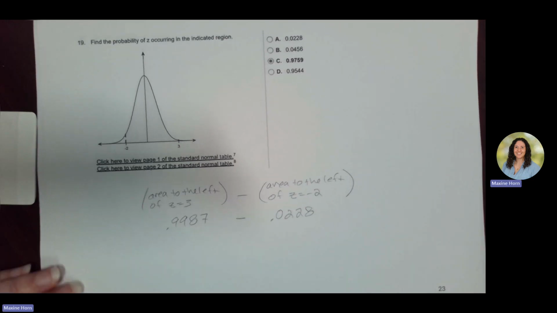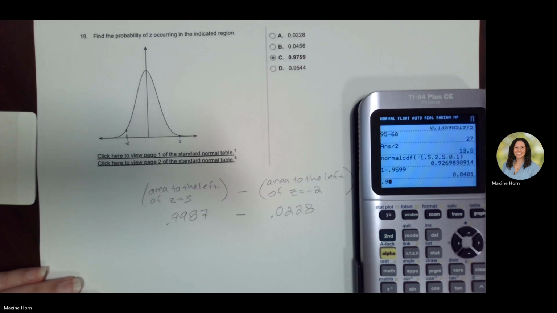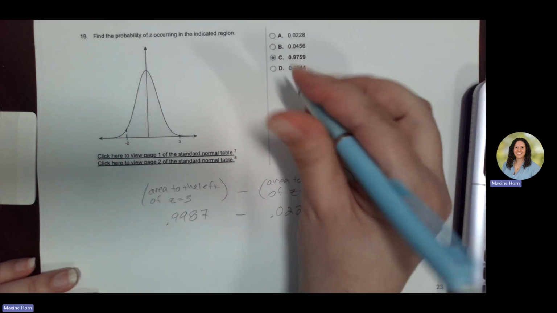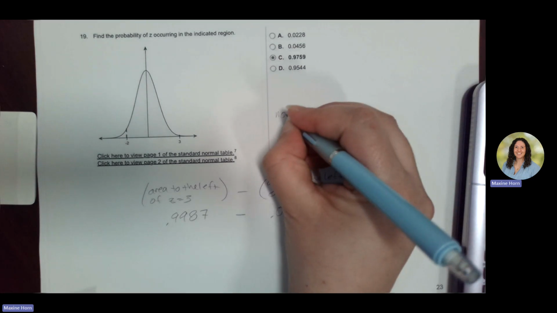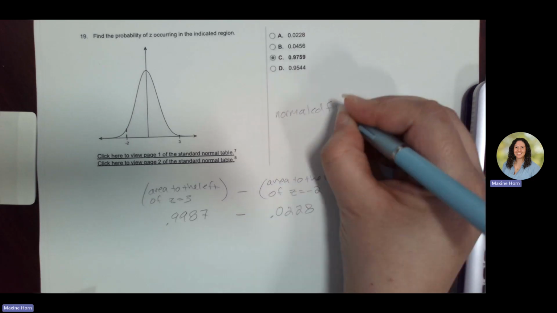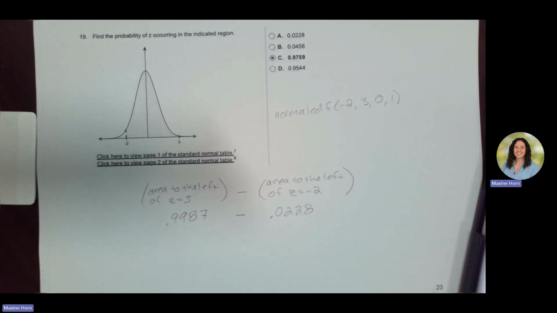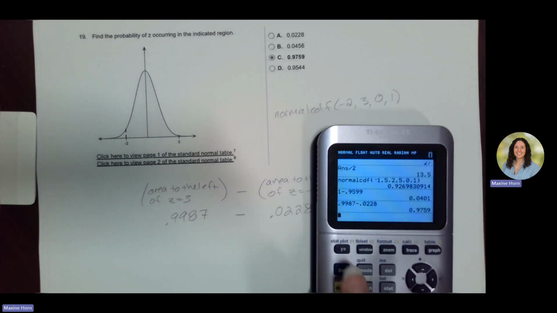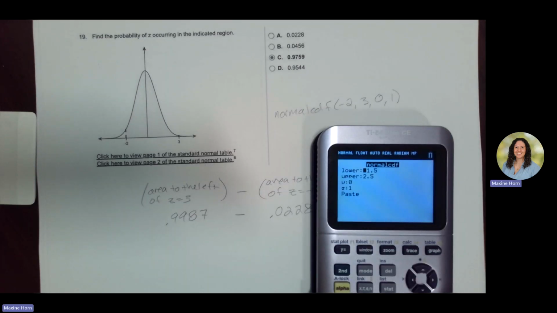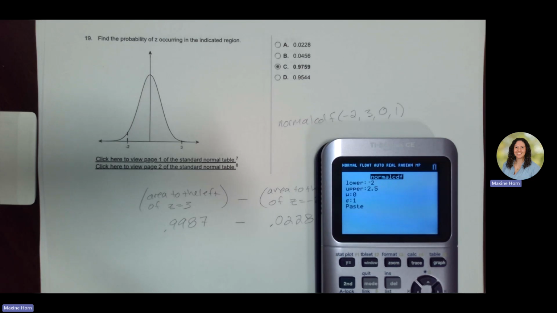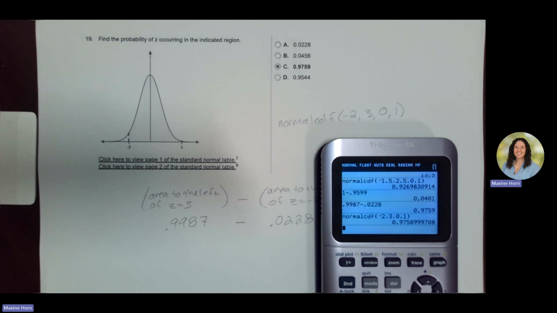Okay, and we plug that into the calculator. And we get 0.9759, or again, another way that we could have done this is second vars, and then normal CDF. Our lower bound is -2, our upper bound is 3, our mean is 0, and our standard deviation is 1, and we would have gotten the exact same value. Just to prove it to you, let's do that. Second vars, normal CDF, lower bound -2, upper bound 3, 0, 1. Do we get the same thing? Yeah, if we round, we get the same thing.